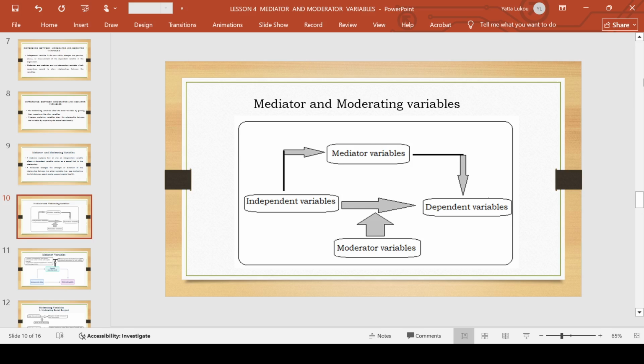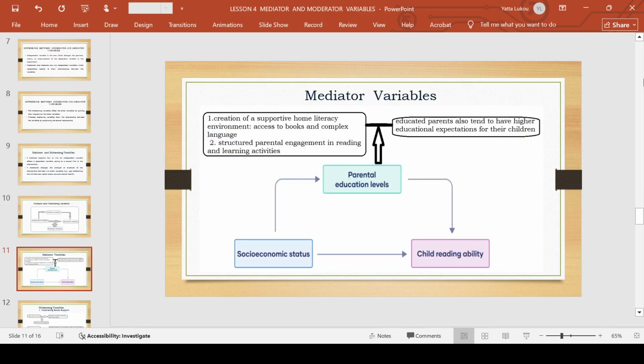In this diagram or figure, there are two research variables. You have the independent variables and the dependent variables. The moderator variables affect the status or the position or direction of the interaction between independent variables and dependent variables, whereas the mediator variables only mediates and tells why independent variables and how it affects the dependent variables.